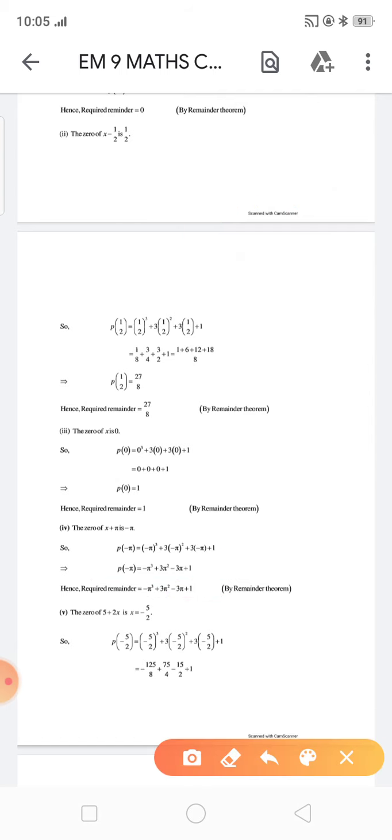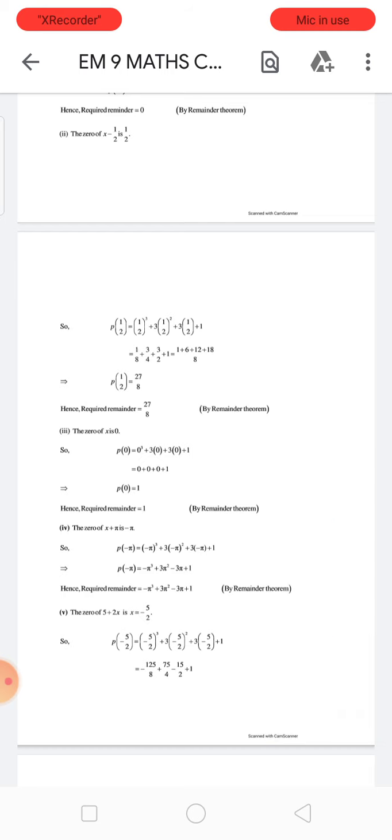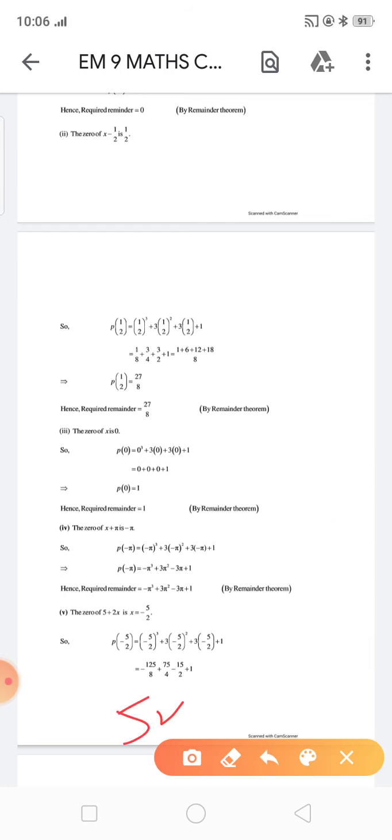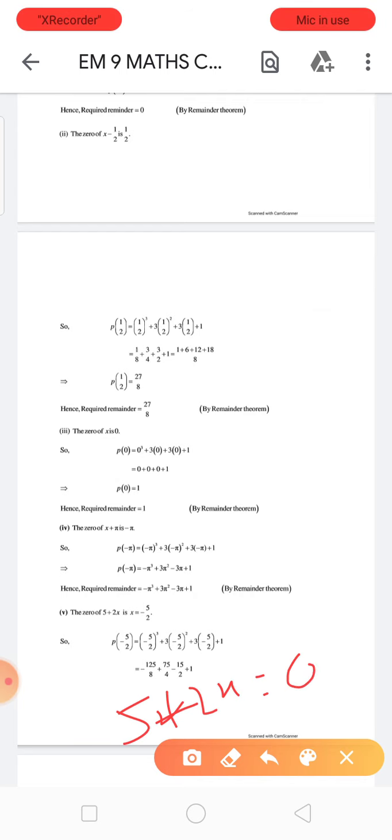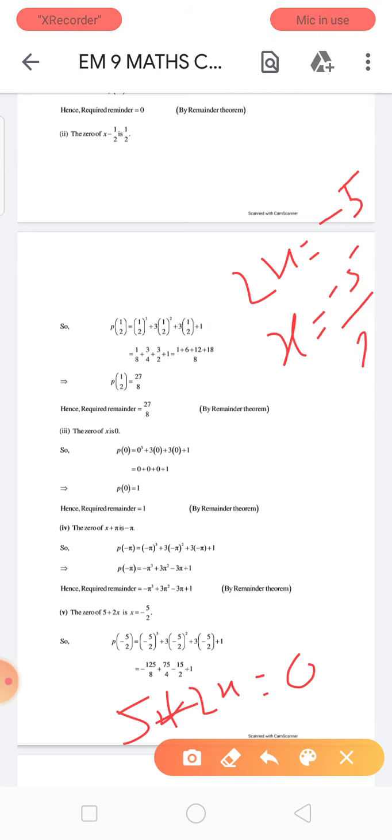Next, question number 5. Again, P(x) divided by our Q(x), and Q(x) is given by 5 plus 2x. Here we have to divide our polynomial by divisor 5 plus 2x. For that, first we find the root, equal Q(x) to 0, means 5 plus 2x equal to 0. 2x is equal to minus 5, then x is equal to minus 5 upon 2. So the zero of 5 plus 2x is x equal to minus 5 upon 2.